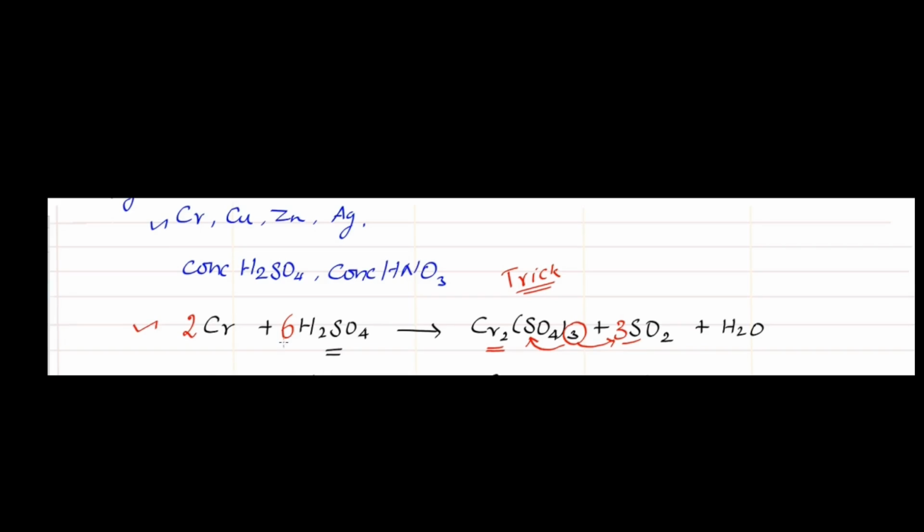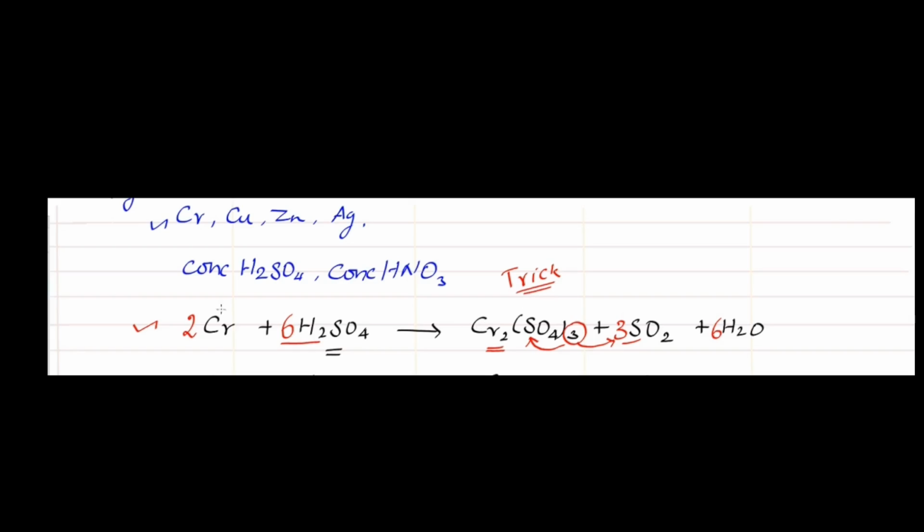And finally, we move to hydrogen. There are 6 into 2, 12 hydrogen, so we balance with 6 molecules of water. Now this is the balanced equation.